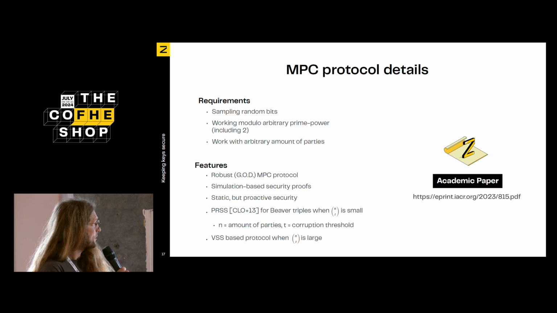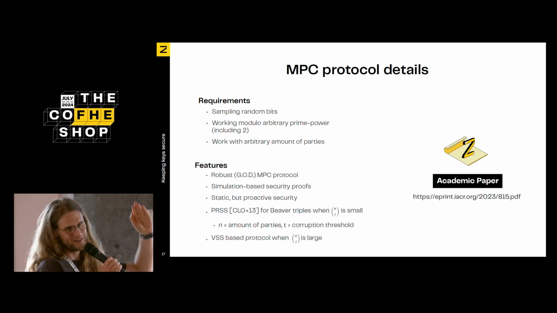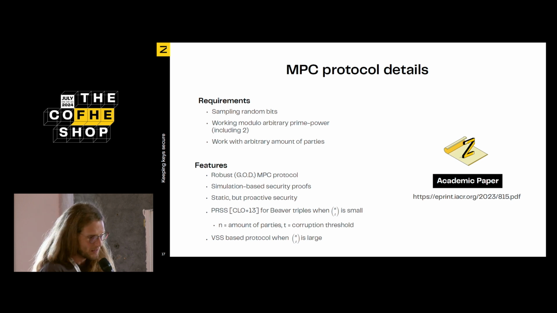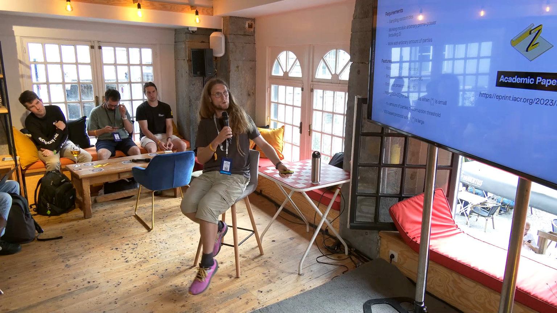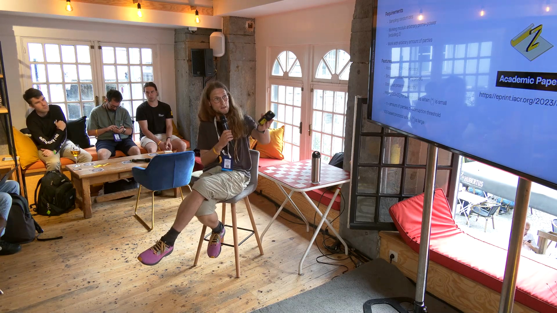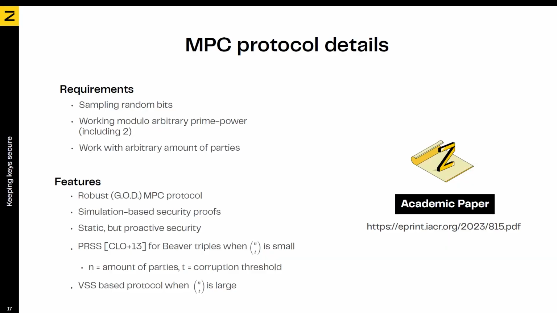We have two different kinds of protocols: one where the amount of servers is low, and one where it's high. There's a cutoff point there, which is of course based on the hardware and so on. But we're trying to keep things as general as possible, so this is why we have done everything with two distinct kinds of protocols. And there's an academic paper for that, which you can find on the link there on ePrint if you're interested.